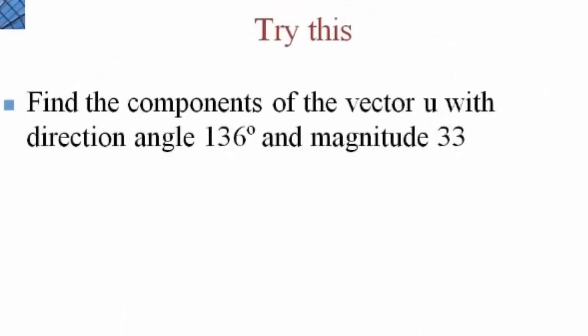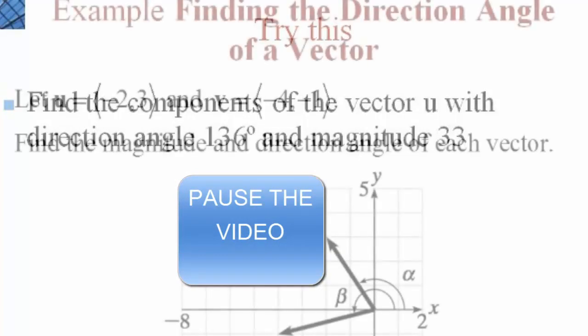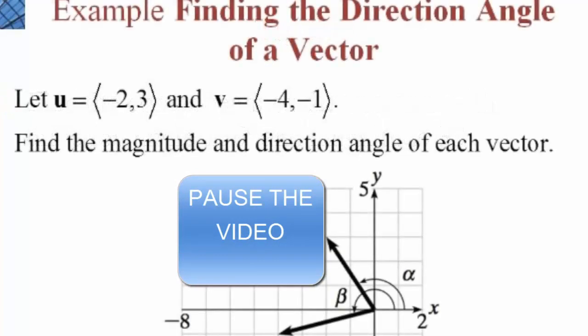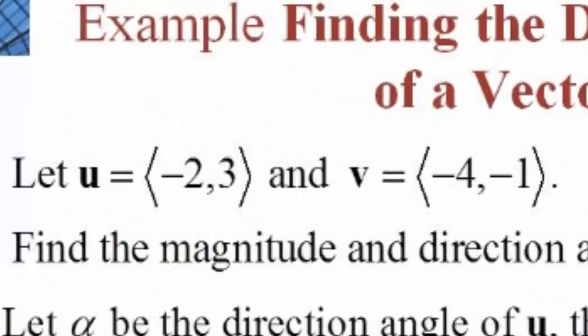Now try this. Find the components of the vector u with a direction angle of 136 degrees and a magnitude of 33. Sometimes we want to find the direction angle of a vector. If we have vector u being negative 2, 3, and vector v being negative 4, negative 1, we're going to find the magnitude and direction angle of each vector. This will be two separate problems.